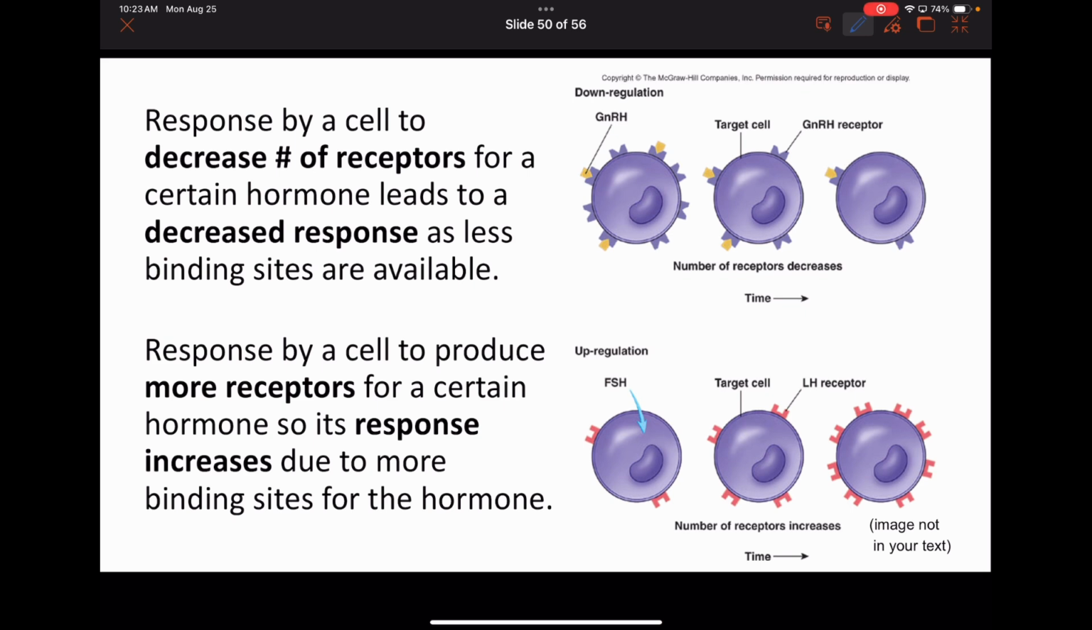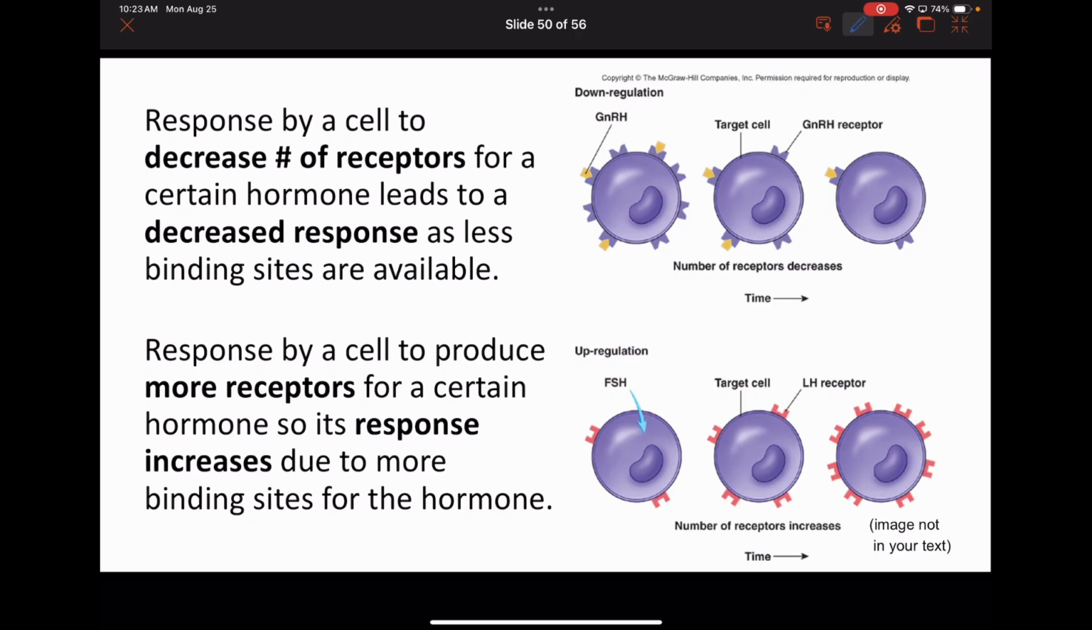If our sex hormones are at a normal level, we don't want to exceed that. If we're getting to the high end of our normal range, the target cells are going to decrease the number of receptors, so it binds less often, so you're making less hormone until those levels come down and normalize. And then when levels get too low, we'll increase the number of receptors, so it binds more often, and we make more hormone.